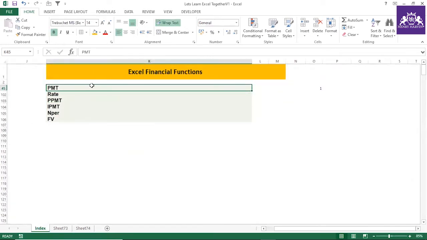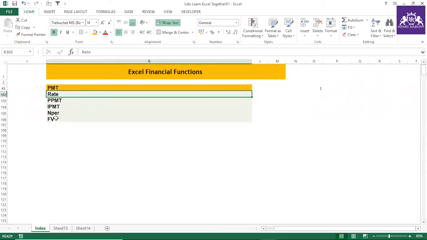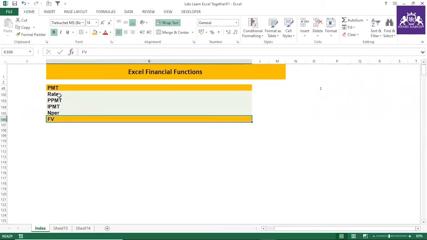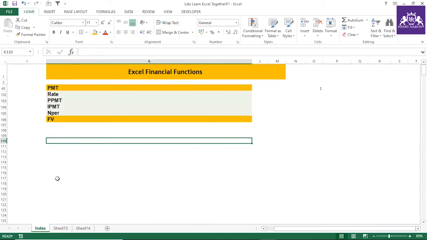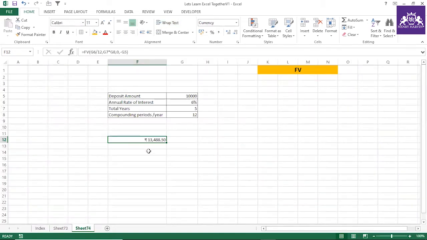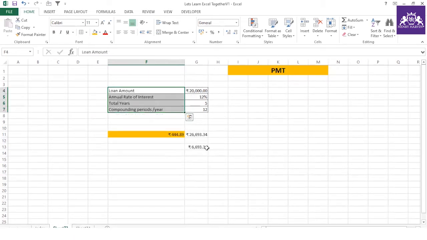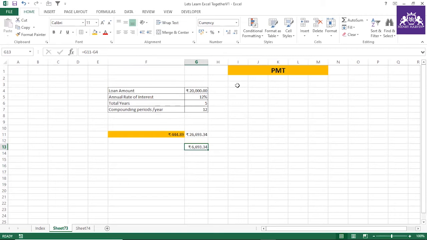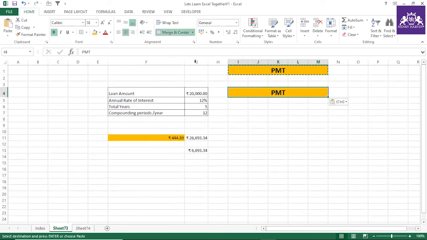Let me make it this color, and rate. And we have covered this also. Now these functions are very easy. Let me show you one more example of the rate function. So the rate function, if we have to calculate the rate, guys, try to understand this function. To calculate the rate, we should know PMT first. Absolutely. See, if I tell you, I have taken a loan. Let me go to this example. We have to find out rate now. Let me copy this entire thing and paste it. Now let me make it rate.